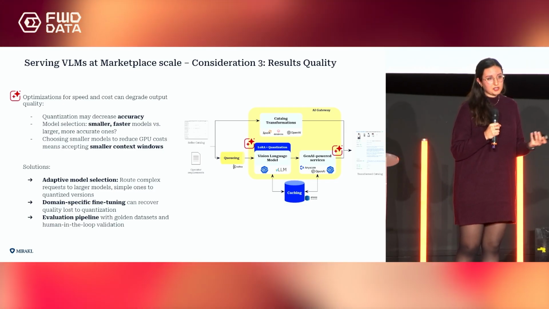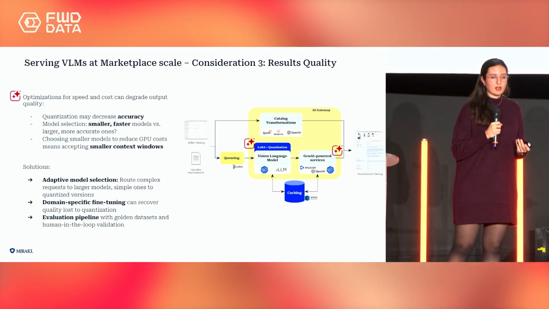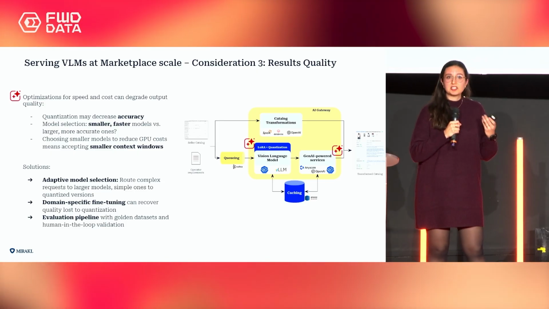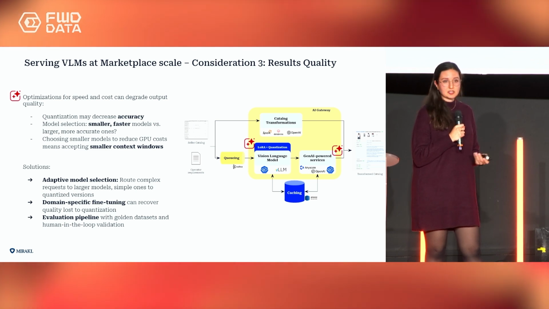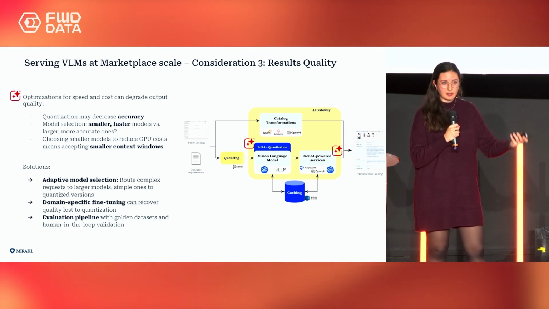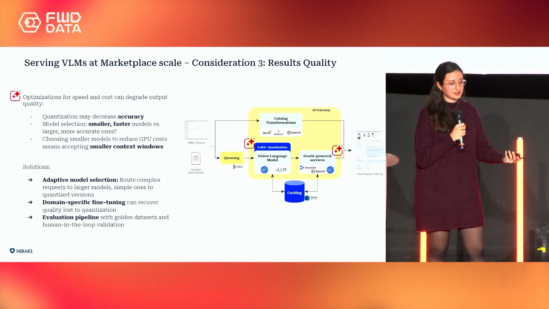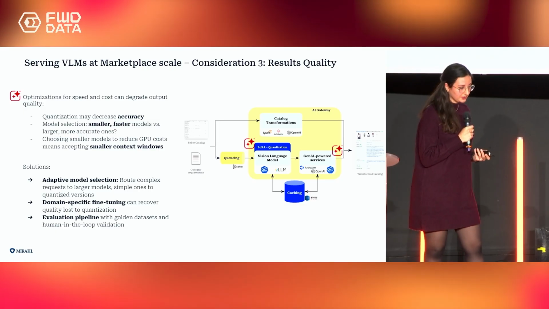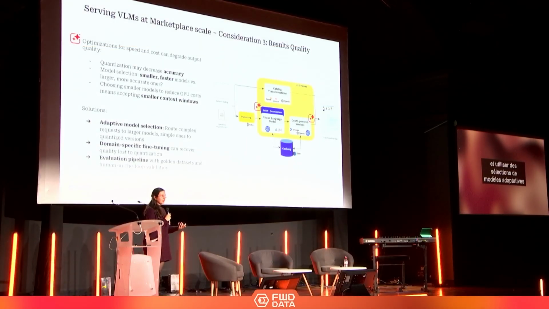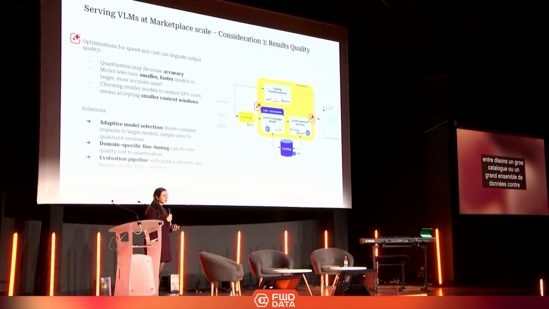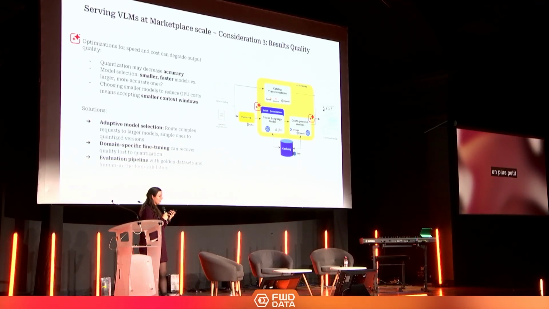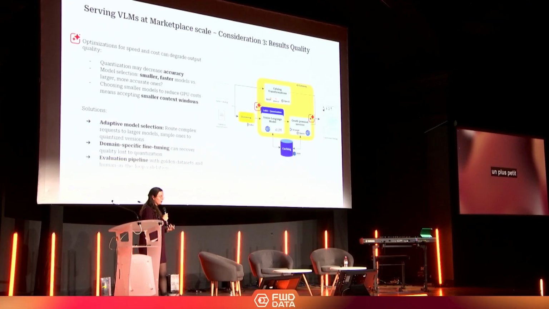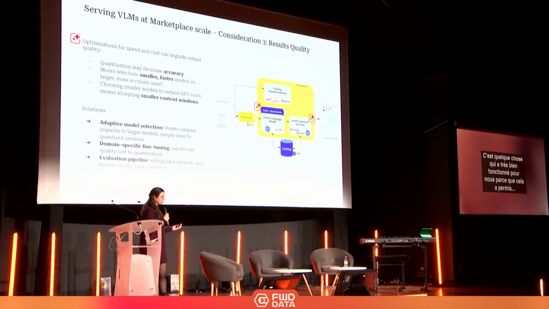So, of course, it's going to be the same questions that we're going to ask ourselves. Can we differentiate between the use cases and use adaptive model selections between, let's say, a big catalog or a big data set versus a smaller one? Definitely leverage LoRA. This is something that's worked quite well for us because it allowed us to have domain-specific fine-tuning, which can recover the quality lost to quantization.